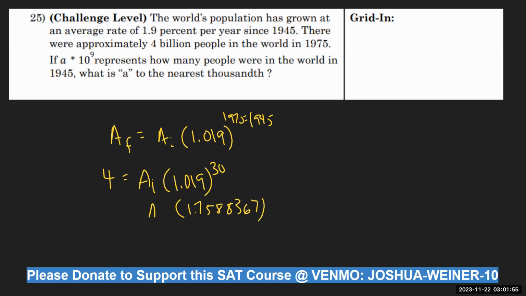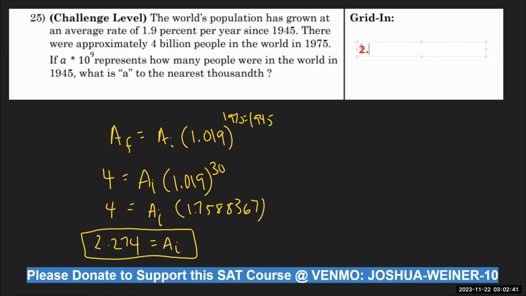1.7588367 times the initial amount gets us to 4. So then 4 divided by that number, 4 divided by 1.7588637 is 2.274. That was the initial population in billions. 2.274 was correct for that problem. So make sure as they round to the nearest thousandth, 2.274 should be typed in to the bubble sheet.